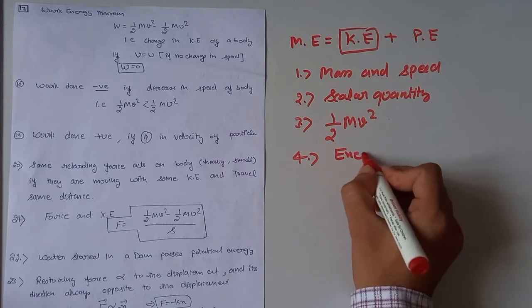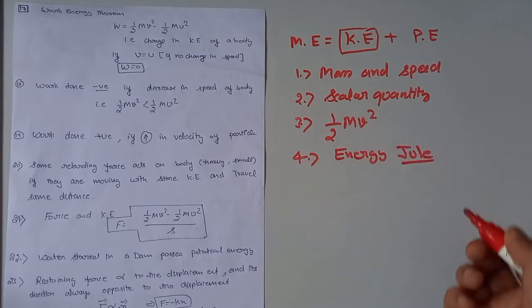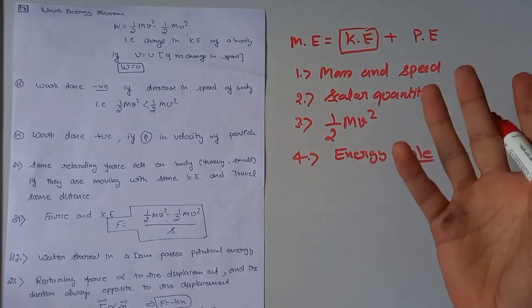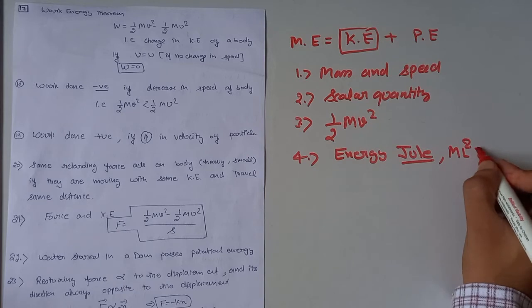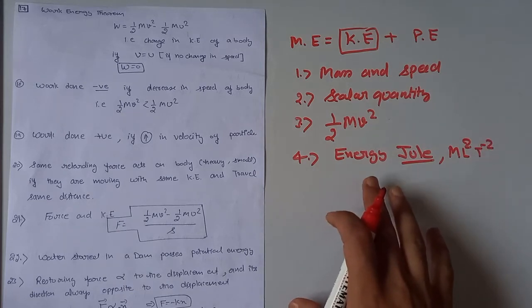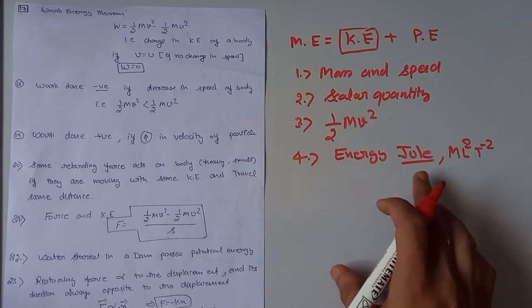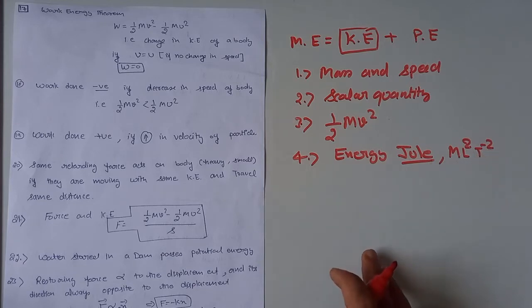Its unit is the same as that of energy, that is joule, and the same as that of work, and its dimensional formula is ML square T minus 2. This is the SI unit of energy, kinetic energy, and the dimensional formula of kinetic energy.